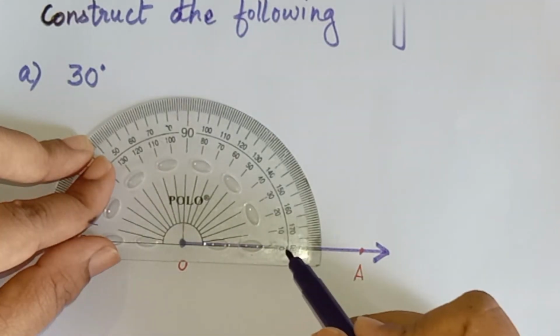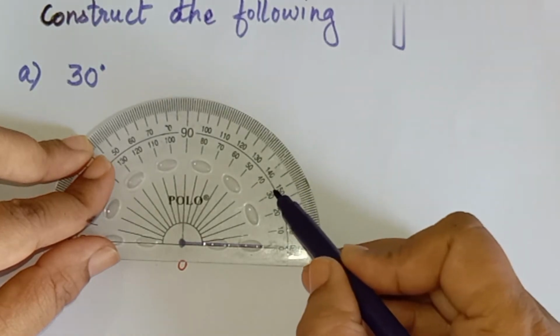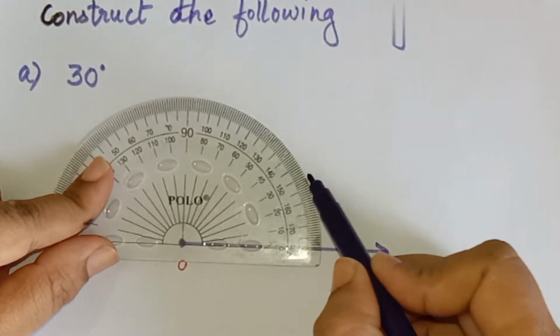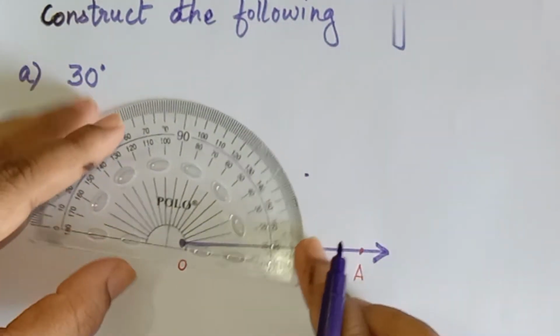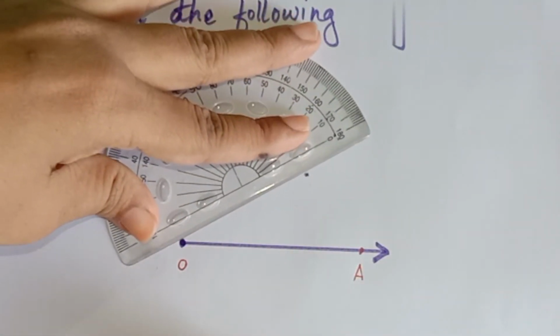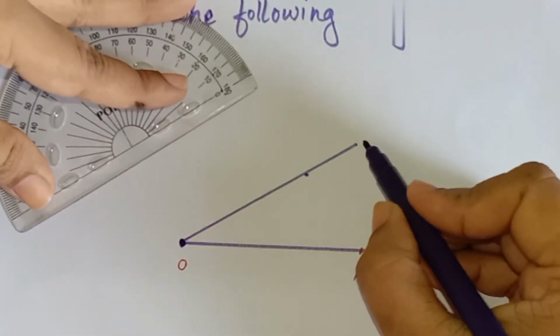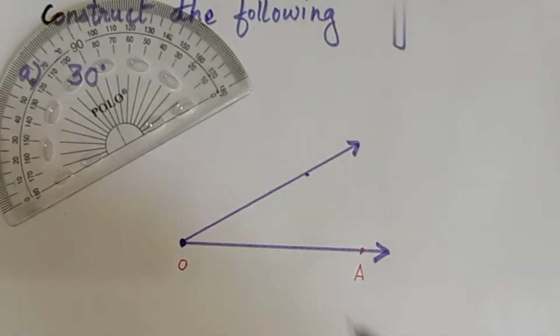So you count 0, 10, 20, 30. You want to make an angle of 30 degrees. So here is 30. So you put a dot here. Now you have a dot and O. Match this dot and O, and make another ray. You can name this point as say B.